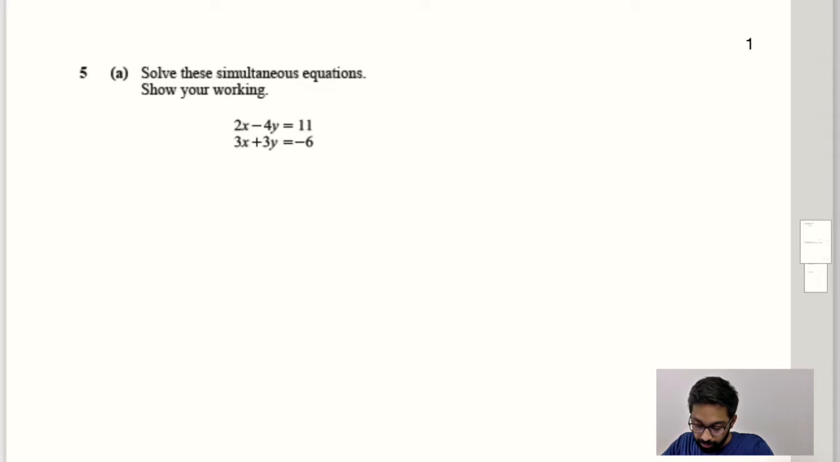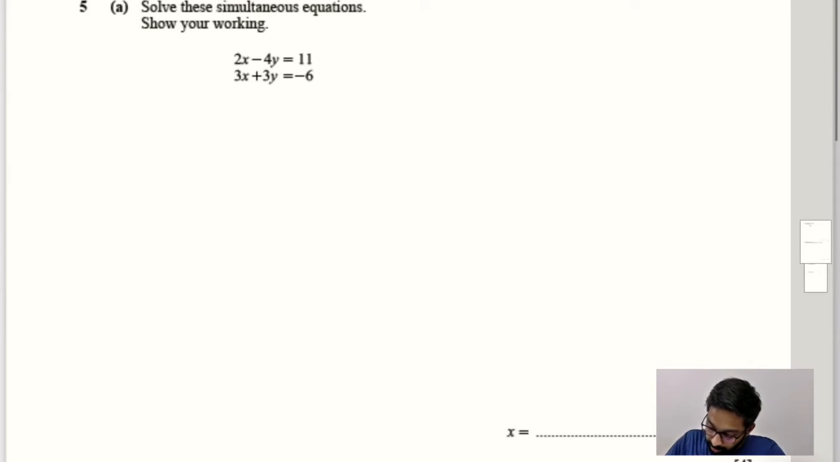Now there are 2 or 3 methods to do that. I choose to do the elimination method. I choose to use that method because it's the shortest. You can use the graphing method, but there's no graph given to us here, or the substitution method, which is longer than the elimination method. In the elimination method, I write down the equations first.